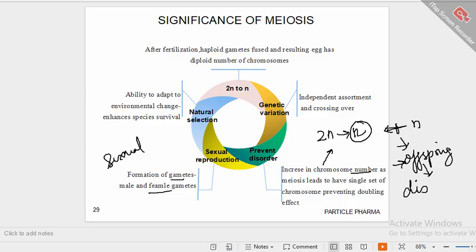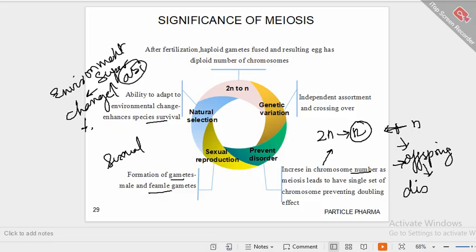Next is the ability to adapt to environmental change or enhance species survival, which I have already discussed here. Due to that, meiosis allows the production of traits with super abilities, or abilities that help them adapt to environmental change, which we can see in day-to-day life, so that they can cope with the environment. So by this, I have completed meiosis.